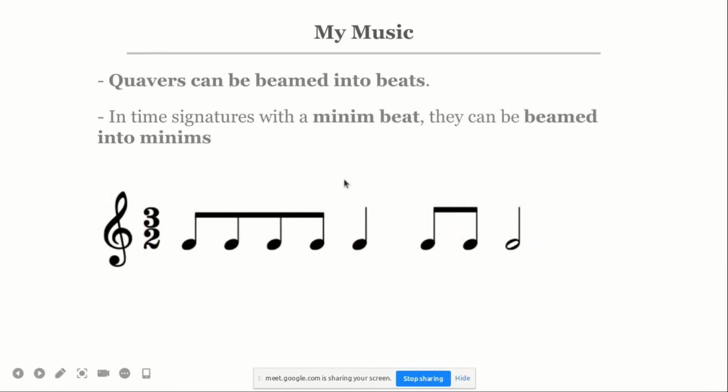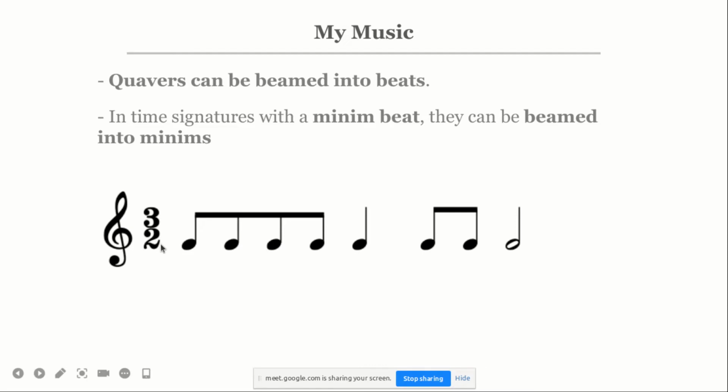Now, let's look at this other one. This is an example of a time signature with a minim beat. So in this case, we have 3 minim beats per bar. Kindly don't forget your time signatures. You can go back to that topic and watch the video again. Time signature is very important. It may mess you up if you can't interpret it correctly.